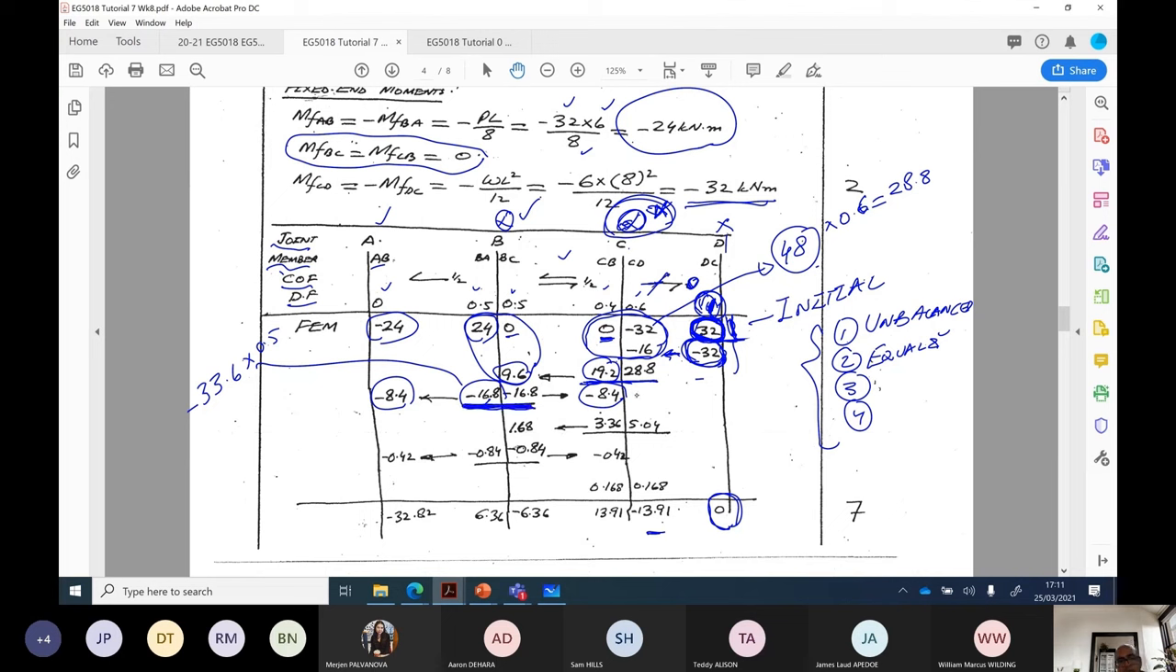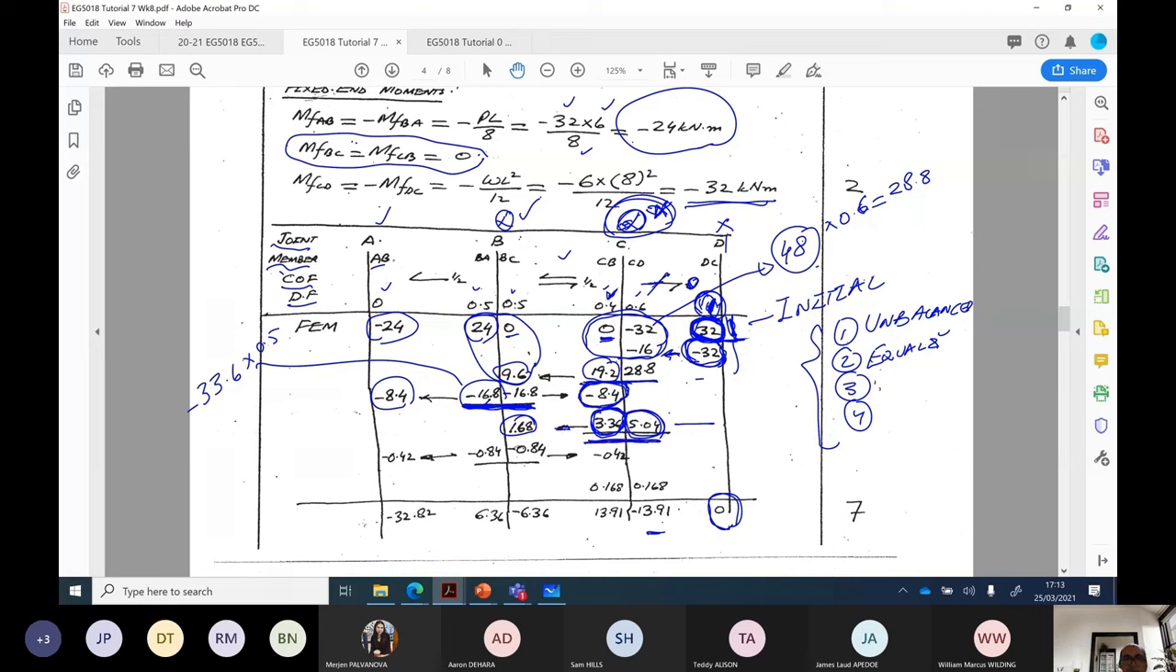Now I will move to joint C again, where how much is unbalanced? Minus 8.4. Minus 8.4. What is equal and opposite? 8.4. If I multiply 8.4 with 0.4, what value will I get? 5.04. My next step, fourth step, is to carry it over. Now it can't be carried back here because this is a pin support. Carry back over to C, half of 3.36, which is 1.68. Once I've carried it over, then I have to put a line.